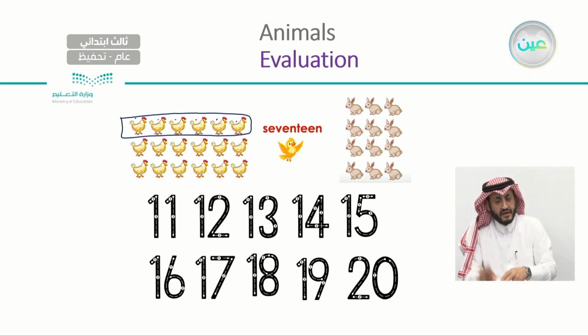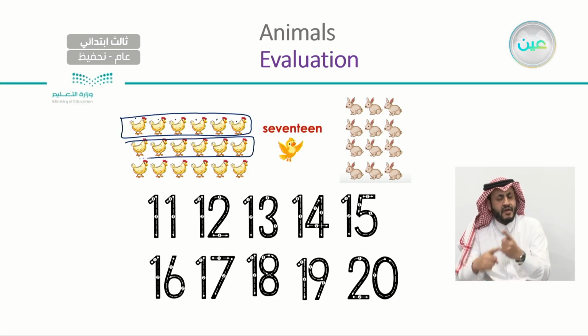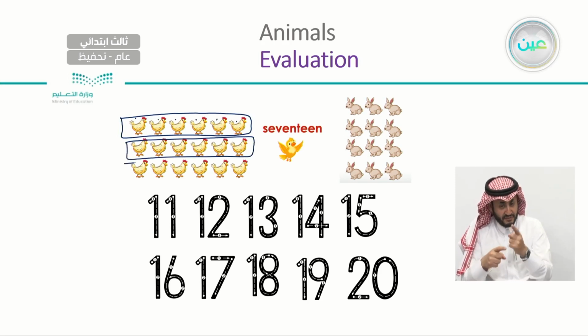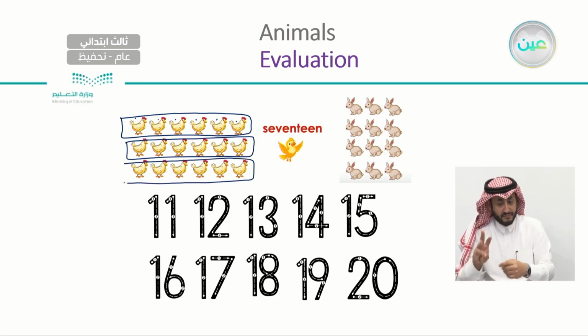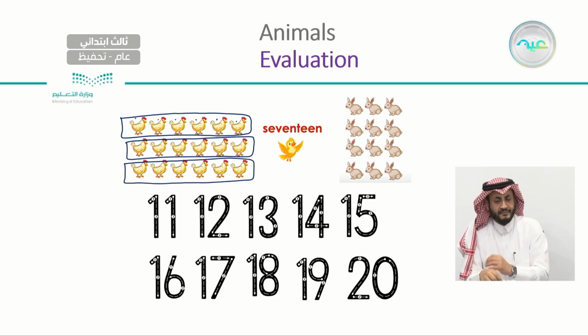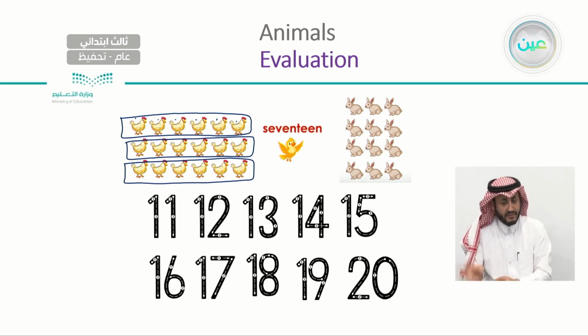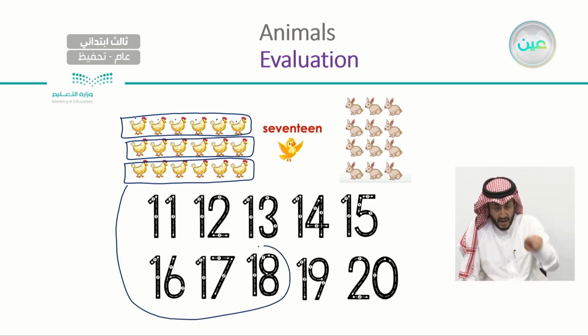And we have another 6. So 6 and 6 equals 12, right? Let's add another 6. So 6 and then 12 and then 18. Excellent. So where is number 18? It's over here. This is 18.